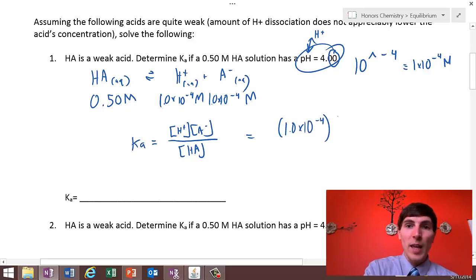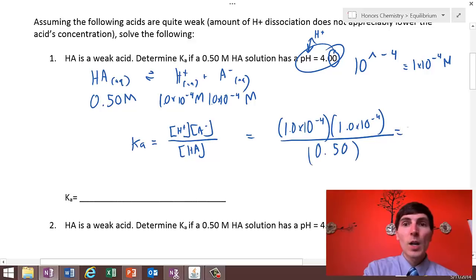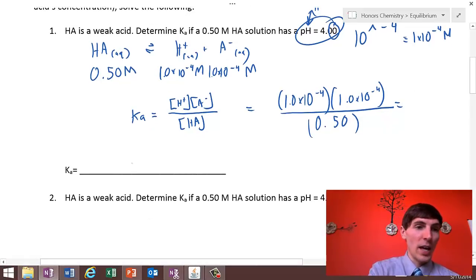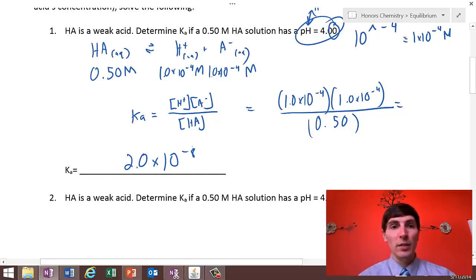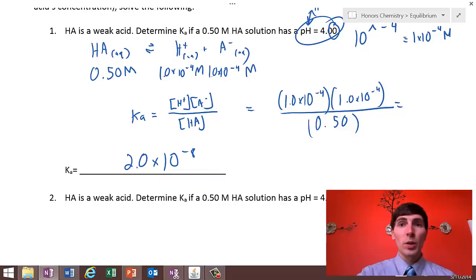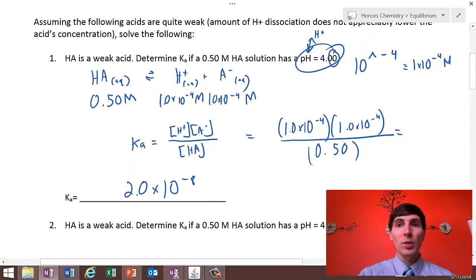Now I'm going to multiply that basically squared, 1.0 times 10 to the negative 4th, and then that's all divided by HA, which was 0.50. So I punch these values in my calculator, and I'm going to get a final value that Ka is equal to 2.0 times 10 to the negative 8th. Okay, you don't need a unit on an equilibrium constant. So this is how we can solve for this. We're going to need to use our pH in order to figure out how much actually of this acid dissolved.